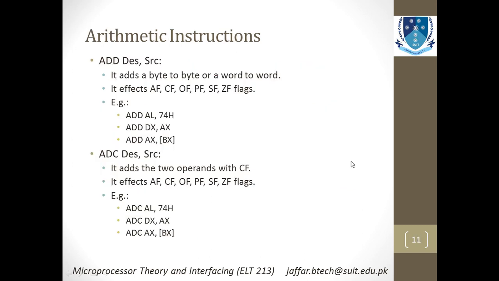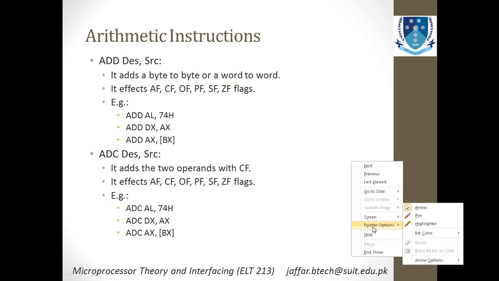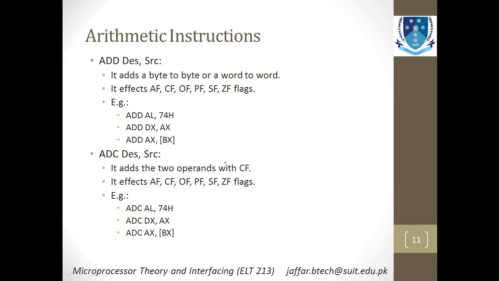Now coming towards the instructions that are used for the arithmetic operations, and you know that arithmetic operation involves add, multiplication, subtraction, division, etc. So for that you can use add instructions for addition purposes. And how does it work? It works on the same basis that data from the source will be added to the destination. It adds a byte to byte or a word to a word, and it affects AF, CF, OF, PF.